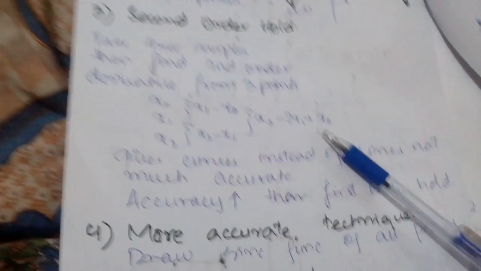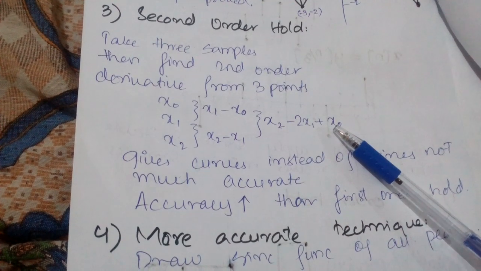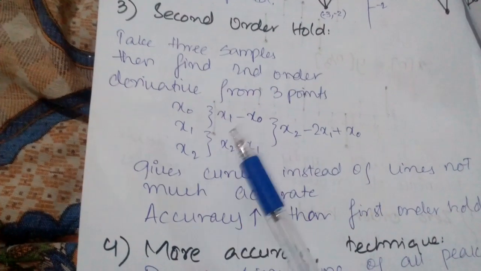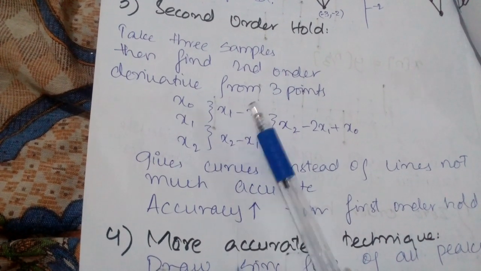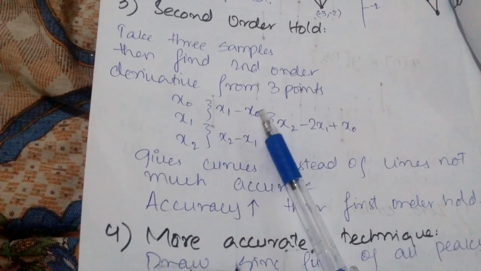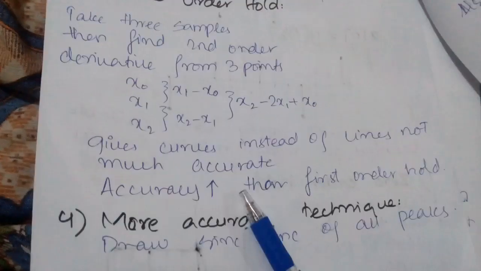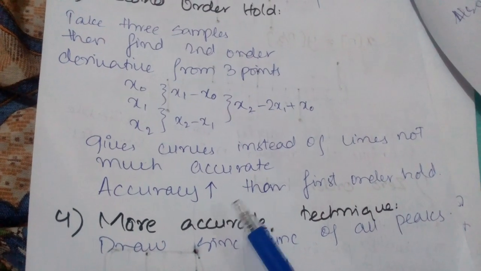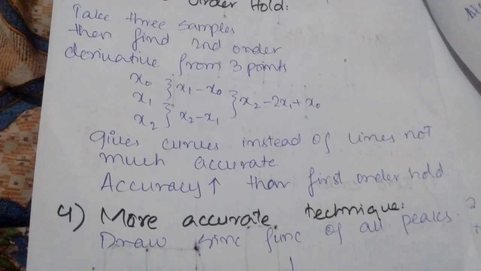Moving on to the next technique, which is second order hold. Here we have to take three samples, then find the second order derivative. Like these are the 3 points, x0, x1 and x2. We are calculating the difference of the values like this, and we are calculating again the difference of these two values and we are getting this result. This technique gives curves instead of lines, so it is not a much accurate technique. Accuracy is improved but not that much.